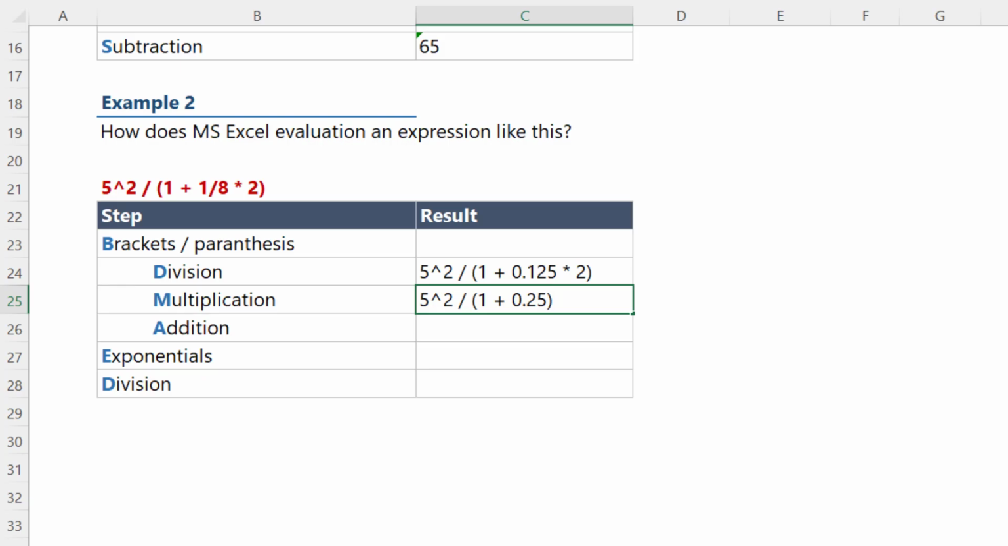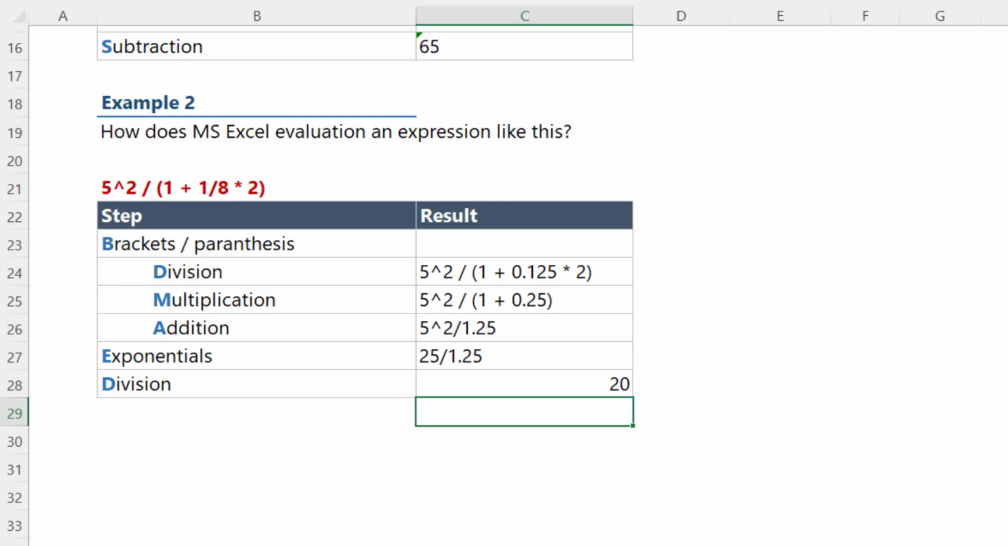Keep in mind the exponentials are not happening because the bracket is still not solved. Until the bracket is fully solved, the exponentials will not happen. In the next step, this is going to become 5 square divided by 1.25. Only now all the items within the bracket have been solved. So bracket is now fully done. What comes next? Once bracket is done, we are going to deal with exponentials. So that is going to be 5 square is 25 divided by 1.25. And the last step is division. 25 upon 1.25 is 20.